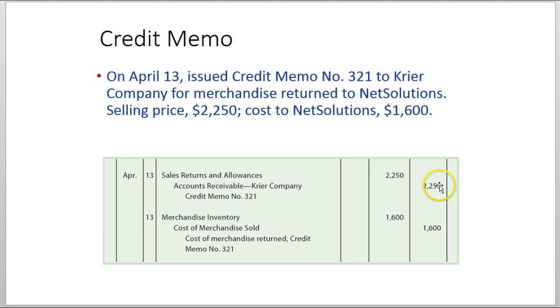Well, first of all, we've got to take it out of their accounts receivable. We've set up an allowance account called Sales Returns and Allowances that's going to be debited. We obviously have received this merchandise back, and we have to put it back into inventory. And we took it and put it into cost of goods sold, or cost of merchandise sold, so we've got to take it back out. So we just reversed all those entries we did before.